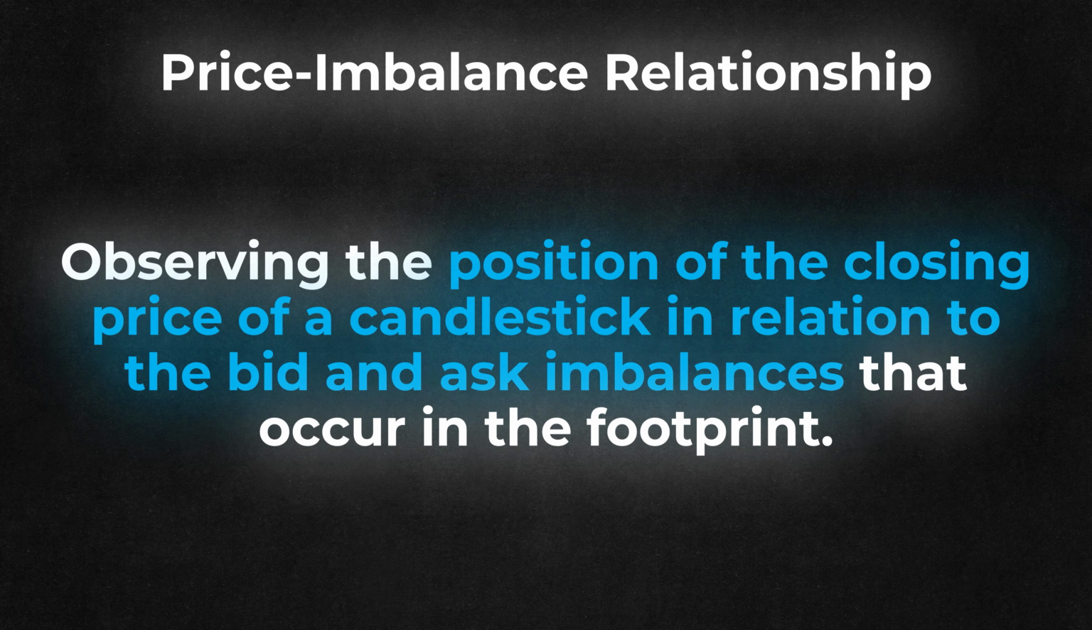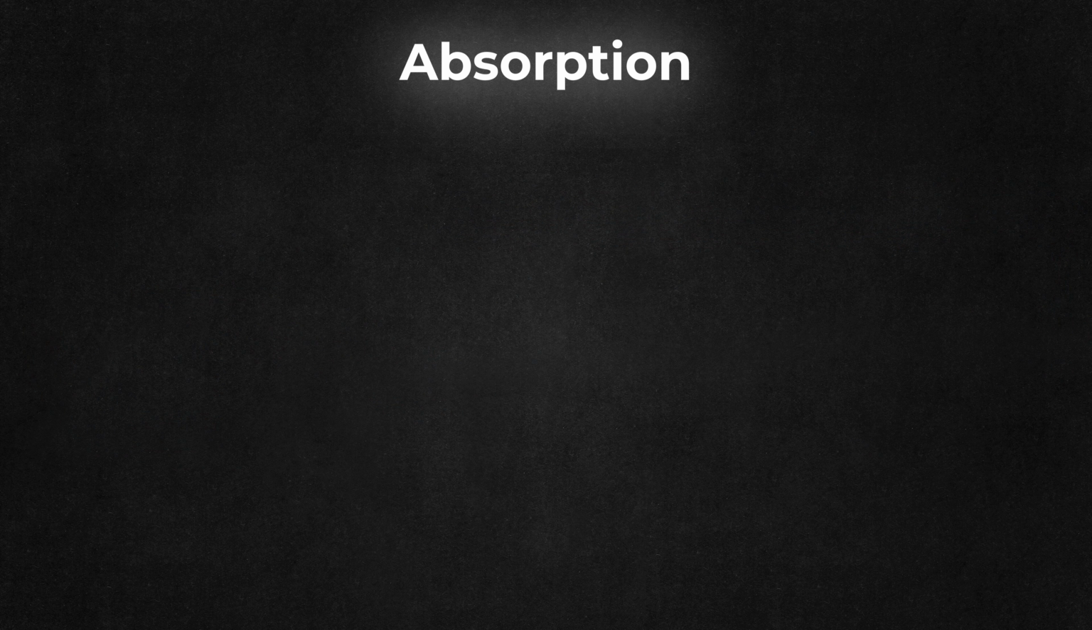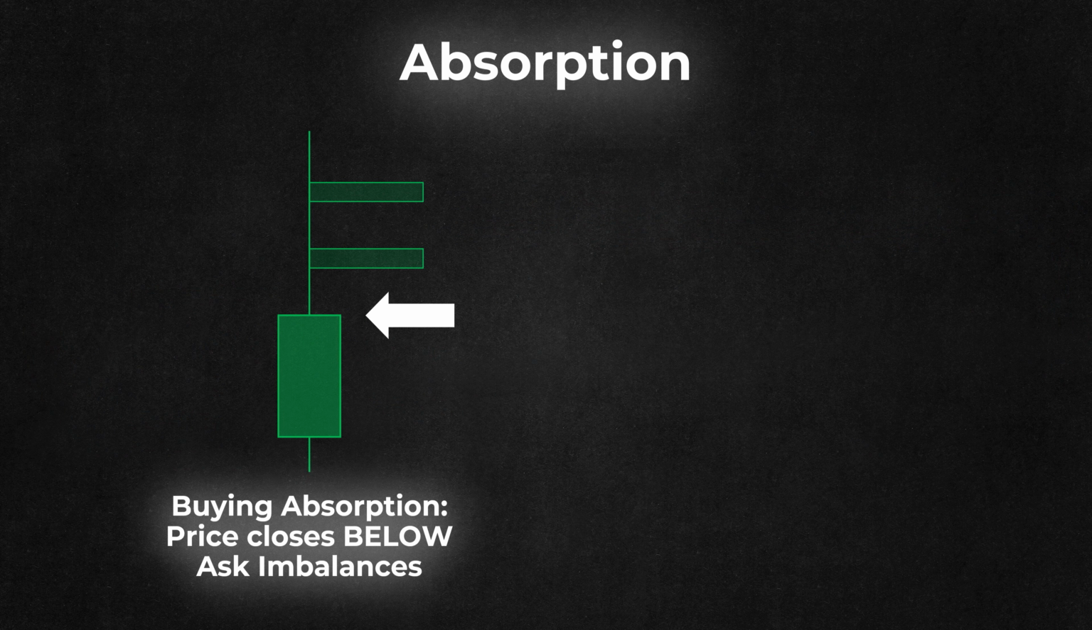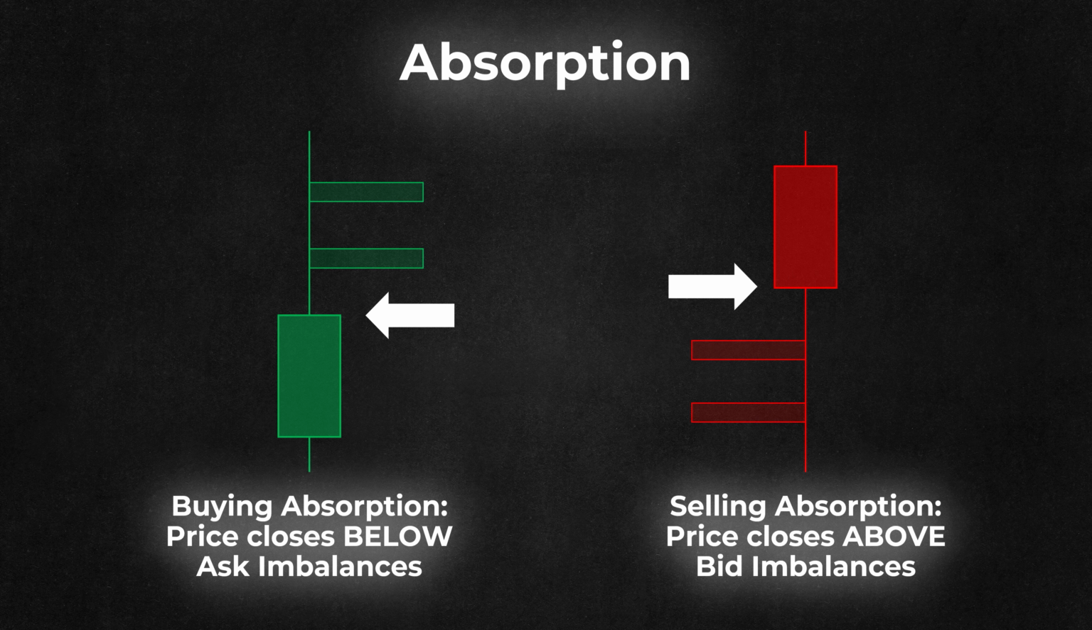Let's observe the absorption pattern. If you see price closing below an ask imbalance, the interpretation is that buyers are being absorbed by sellers. Since an ask imbalance generally means buying aggression, price action should confirm that by closing above it. When it doesn't, we can infer that sellers are absorbing the buyers. If you see price closing above a bid imbalance, the interpretation is that sellers are being absorbed by buyers. Since a bid imbalance generally means selling aggression, price action should confirm that by closing below it. When it doesn't, we can infer that buyers are absorbing the sellers.